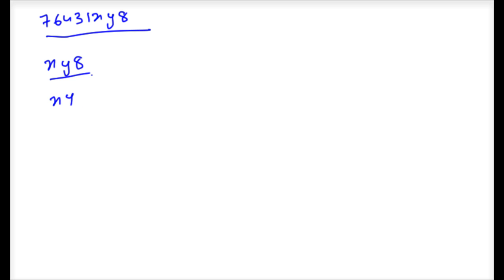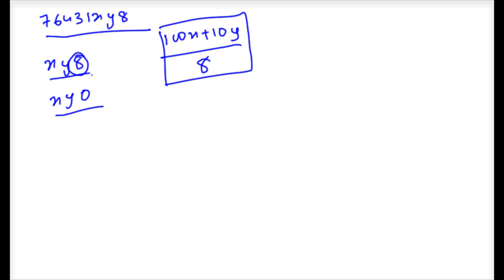Suppose I think of another question. Suppose I have 7, 6, 4, 3, 1, x, y, and let us say 8, and I want this number to be divisible by 8. So if this number has to be divisible by 8, x, y and 8 should be divisible by 8. Then x, y, 0 should be divisible by 8. So I have 100x plus 10y which should be divisible by 8. Now I have to think of possible values of x and y for which this will be divisible by 8.